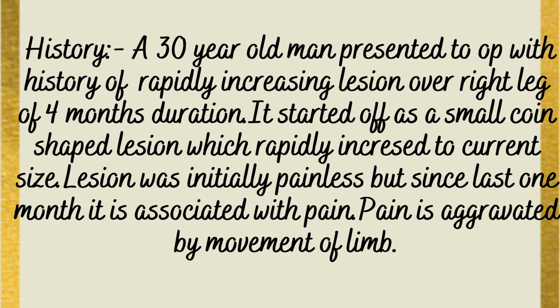So first, let us suppose a 30-year-old man presented to the OP with a history of a rapidly increasing lesion over the right leg of 4 months duration. So a lesion was there on the right leg and it was rapidly increasing in size. Initially that lesion was small, and in the course of 4 months it started increasing in size. Okay, and the lesion was initially painless. No pain was there with the lesion, but since last month, the patient is complaining of pain with that lesion.